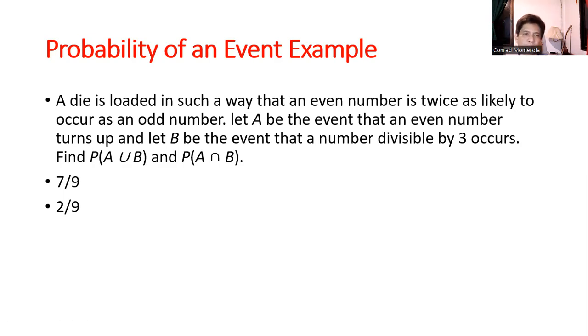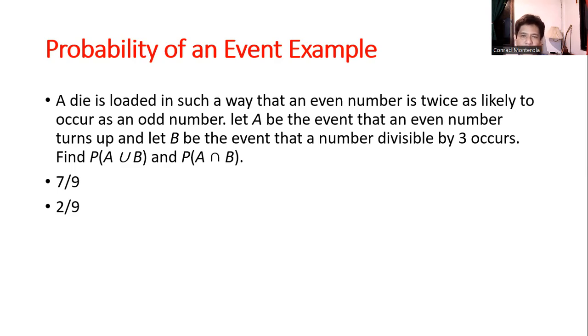The same scenario. A die is loaded in such a way that an even number is twice as likely to occur as an odd number. So ganun pa rin, pag odd, 1/9. Pag even, 2/9. Let A be the event that an even number turns up. Okay, so event A is when you have 2, 4, or 6. Anim na number lang naman ang die, 1, 2, 3, 4, 5, 6.